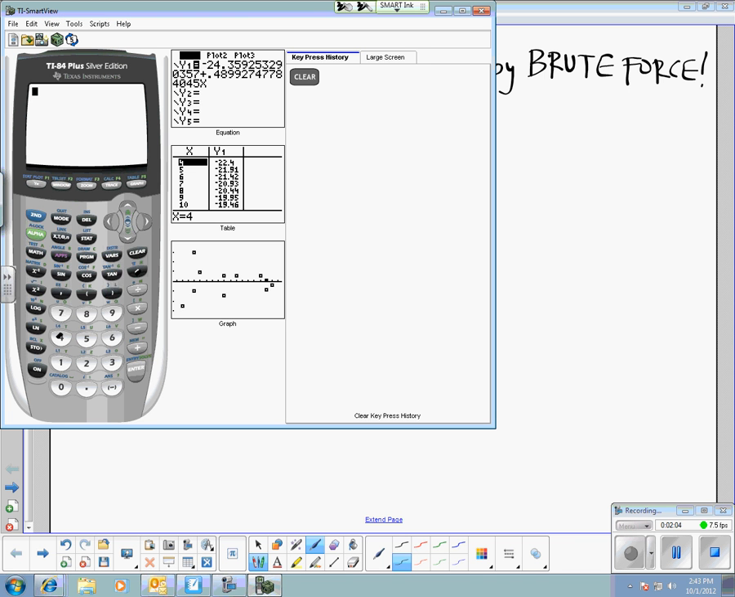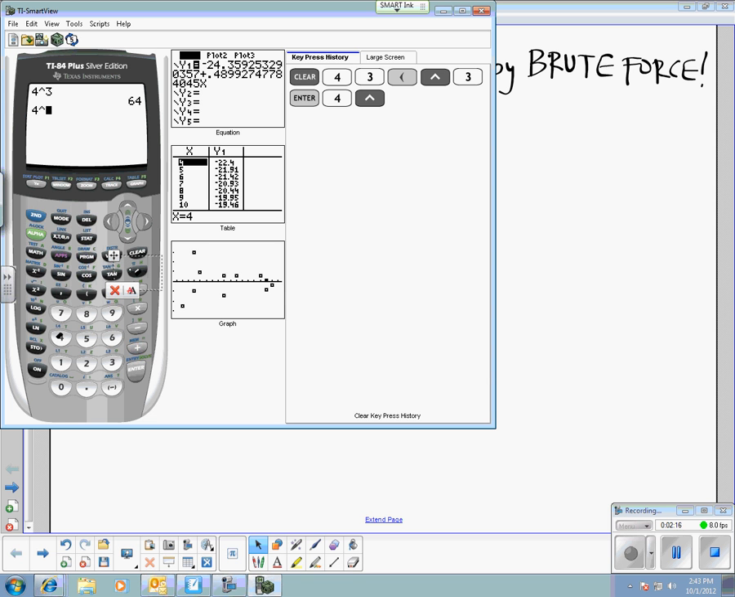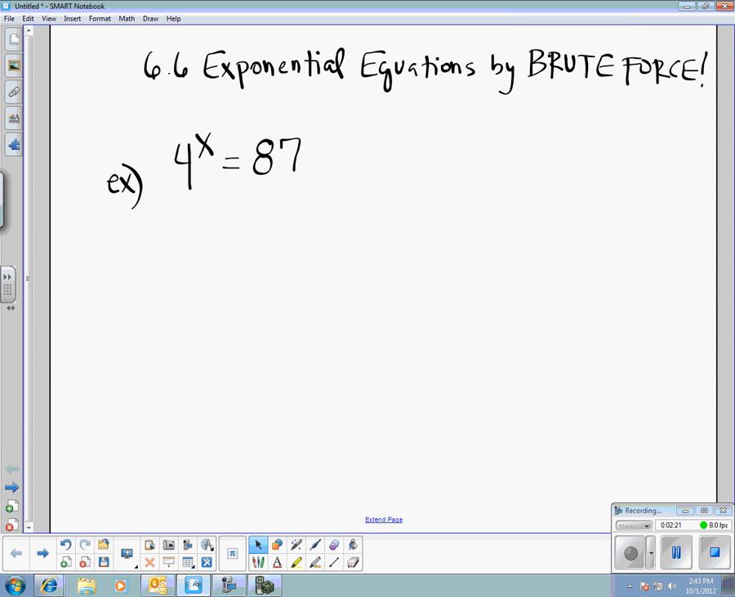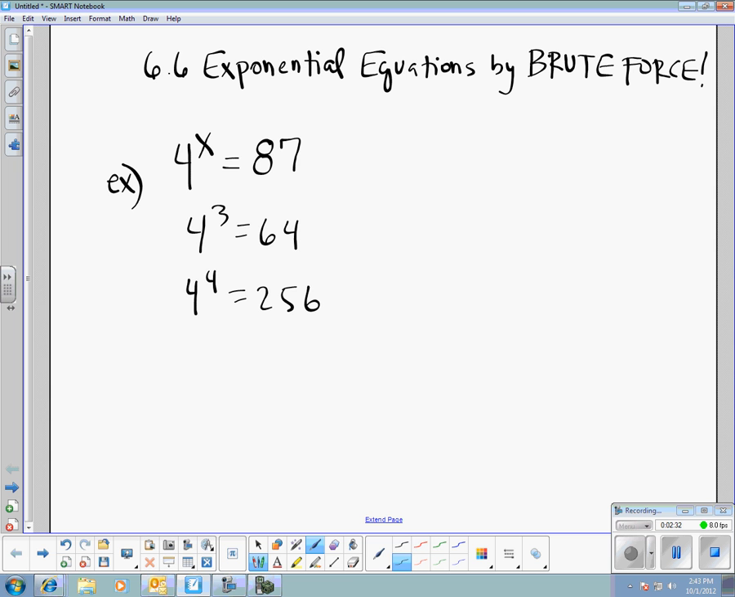Oh, there's my ink again. I don't want you, ink. 4 to the third is 64, and 4 to the fourth is 256. So that tells me that this value of x is somewhere between 3 and 4, because 4 to the third is 64, 4 to the fourth is 256, which means that 87 is somewhere in between those, so x is somewhere between 3 and 4.